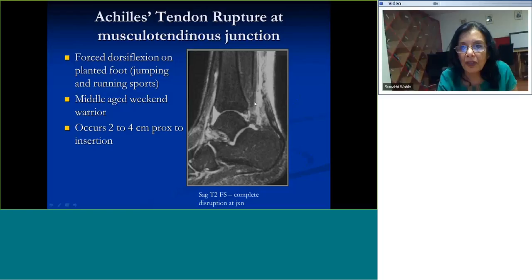Typically, the acute tears are seen a few centimeters proximal to the insertion, and while imaging for suspected Achilles tears, you want to have several centimeters, at least a few sequences above the level of the ankle, so that you can see the cut end of the tendon. And it's important in complete tears to see what the distance of the fluid gap is, for the surgeon to know when they want to repair the Achilles tendon.